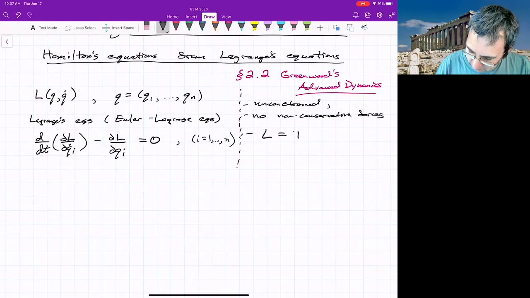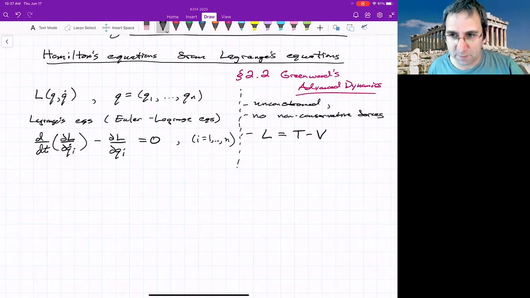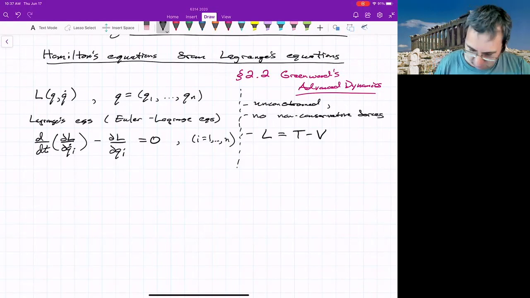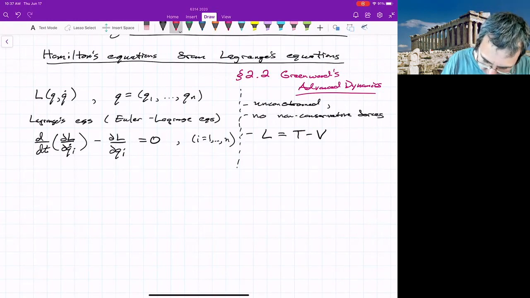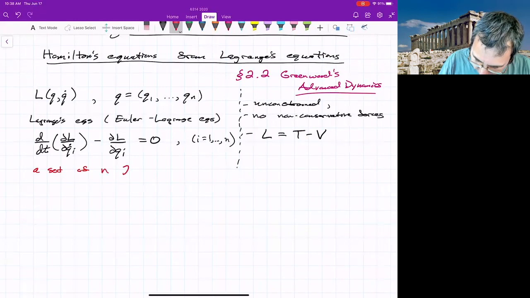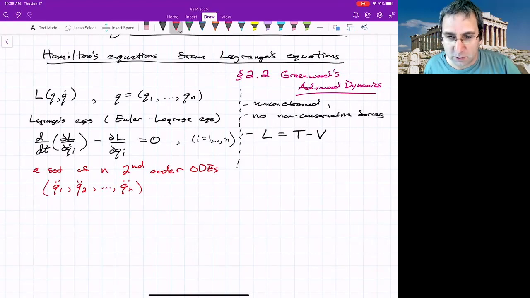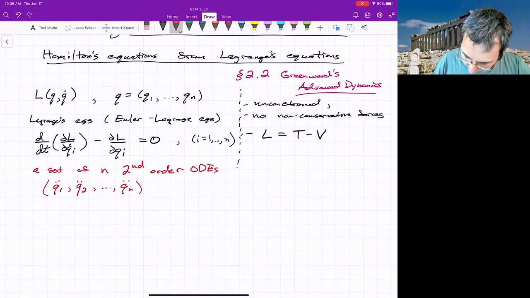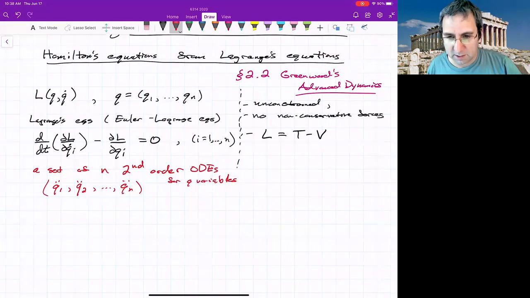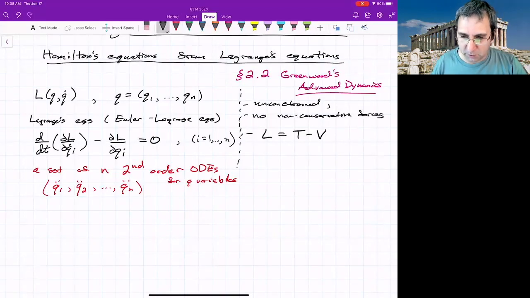Think of L as T minus V, potential energy. So this is a set of n second order ODEs. This is little n second order ODEs. So basically you get q1 double dot, q2 double dot, and so on, up to qn double dot. So it's n second order ODEs for the q variables. And then you could try to code this up. These are equations of motion that lead to an initial value problem.